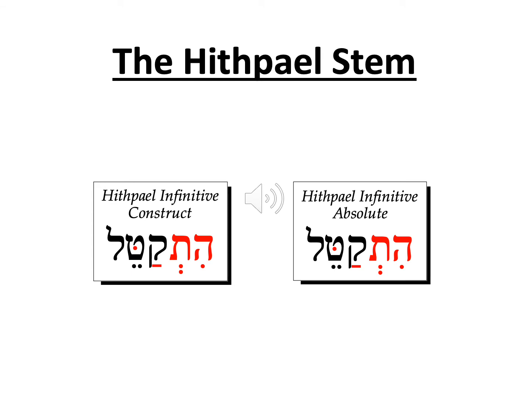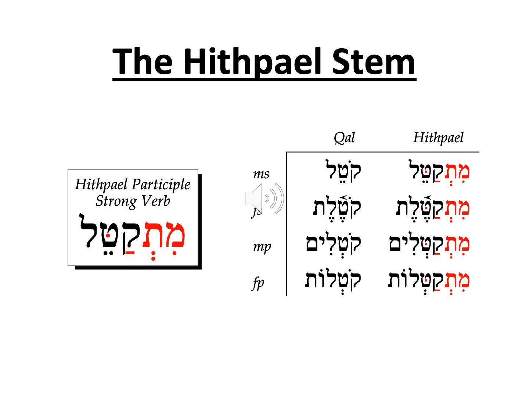Just to make life even more fun, the infinitive construct and the infinitive absolute in the Hithpael are exactly the same, and as you will notice, they are exactly the same as the 2ms imperative and the 3ms perfect. This means that when we see this particular verb, we will have to use context to determine exactly what form of the verb is being used. The participle is exactly like all the other forms of the Hithpael, although once again we have dropped the he and added the mem prefix for the participle, thus differentiating it from other forms of the verb.